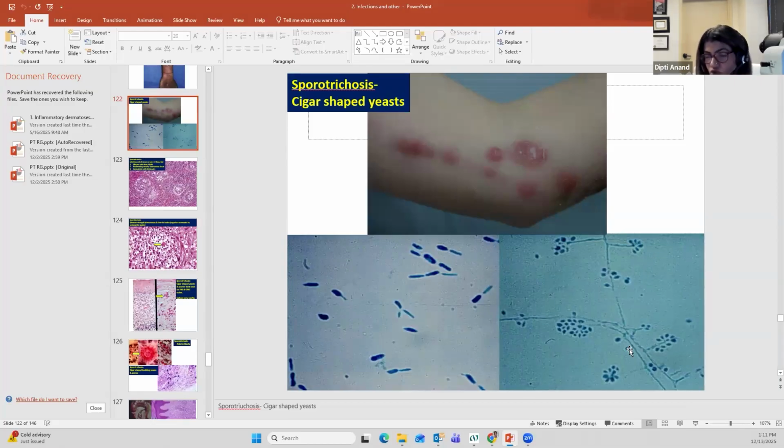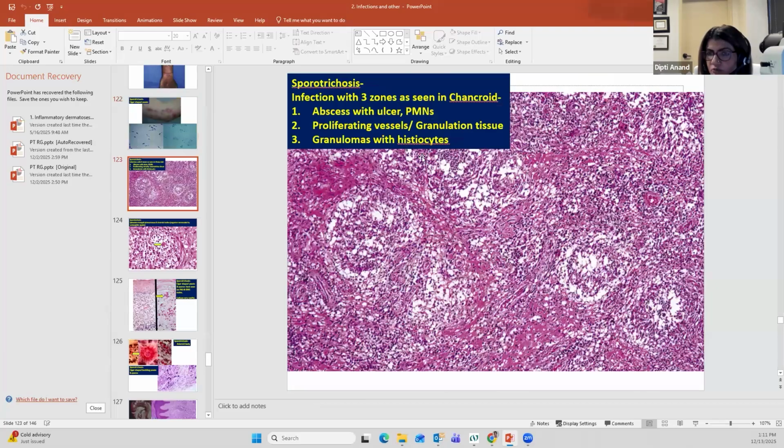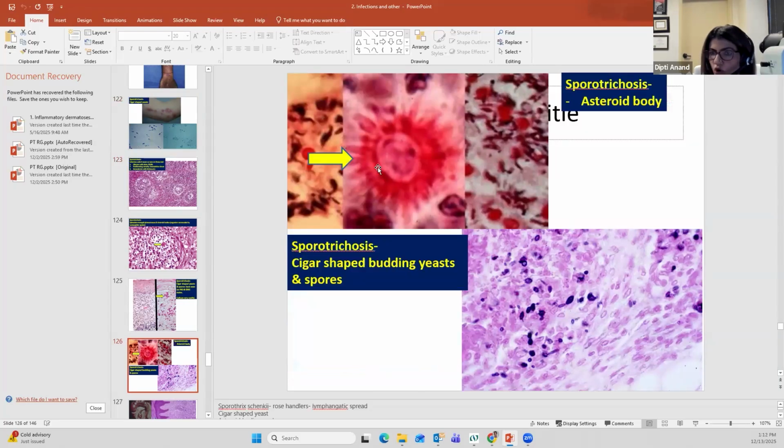Honestly, there is one case that I'm going to show you, which I had, where we could detect it on the GMS stain. But to recognize it based on your histology is very difficult, because these are tiny, cigar-shaped yeast that you're trying to identify. So you look for the reaction patterns. The reaction pattern is sporotrichoid clinically. On histology, it produces a classic pattern of zonation. So you see neutrophils with granulation tissue and then the histiocytes. Okay, asteroid bodies can be seen.